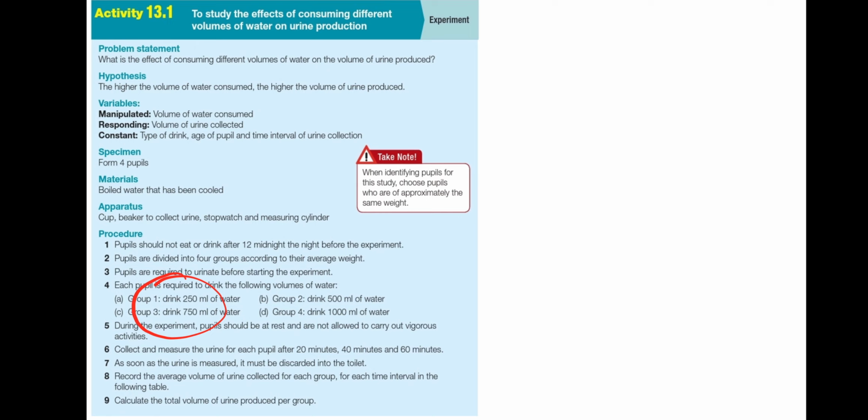The next day, you will drink 500 ml of water, and also in 1 hour, you see how much urine is produced. The third day, you will have 750. And then the last day, day 4, you can have 1000 in one shot. So you see in 1 hour how much urine you produce.